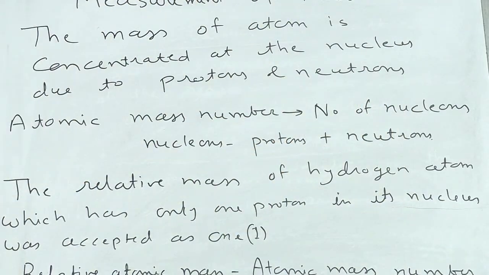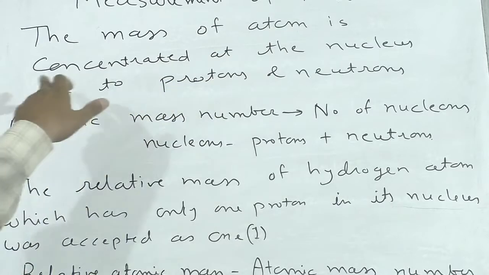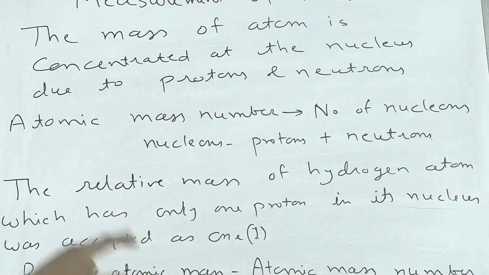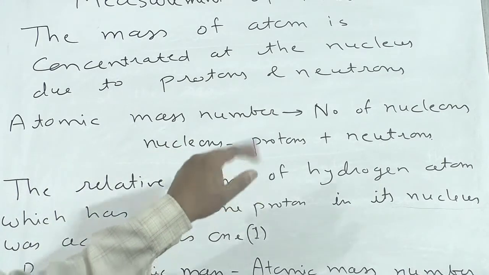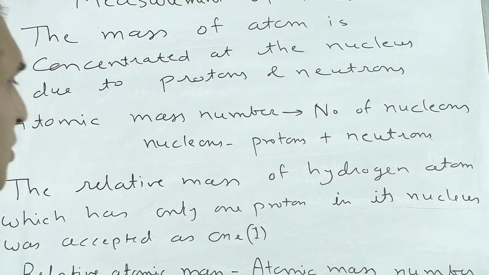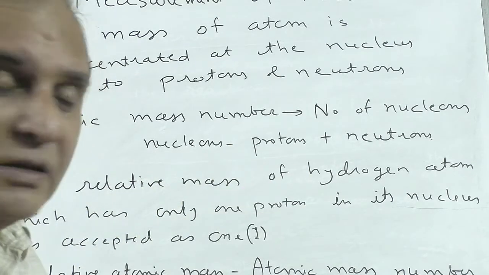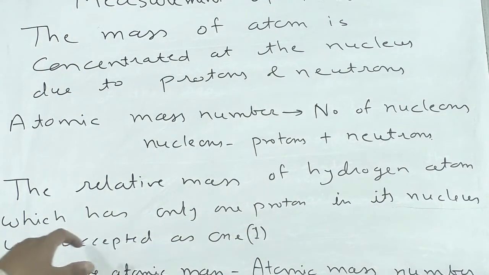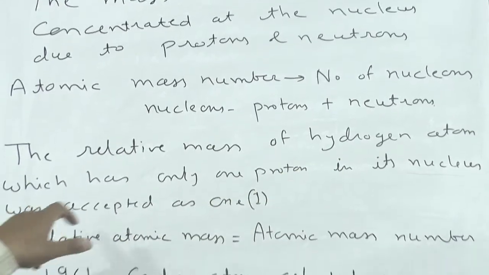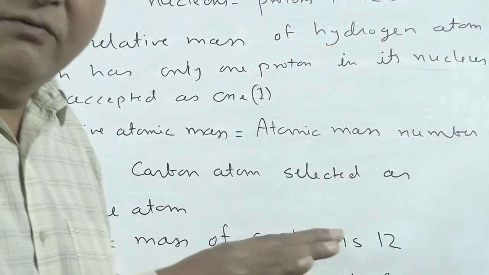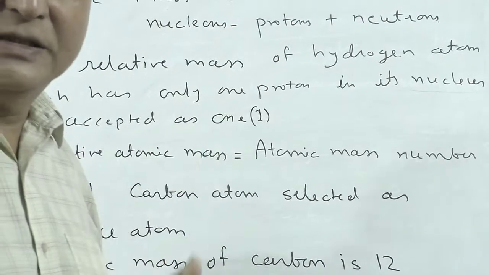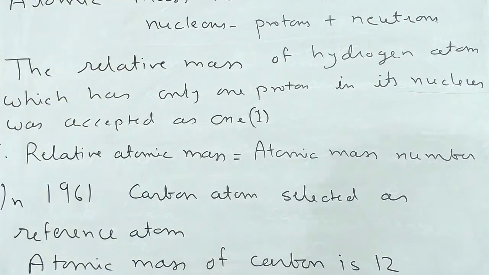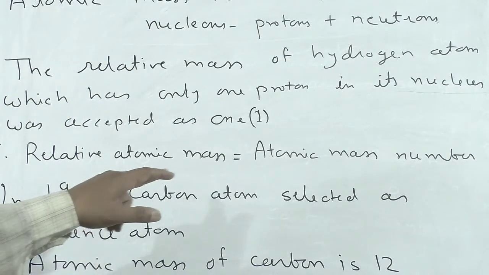See, the mass of an atom is concentrated at the nucleus, due to protons and neutrons, which are heavy particles. Atomic mass number is the number of nucleons. What are nucleons? Protons plus neutrons. That is the atomic mass number. So the relative mass of the hydrogen atom, which has only 1 proton in its nucleus, was accepted as 1. And with hydrogen as 1, these are the references. Oxygen is 16 when hydrogen is 1. Getting? Without unit.